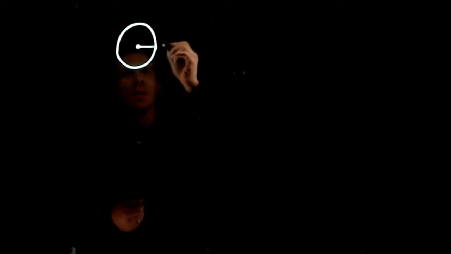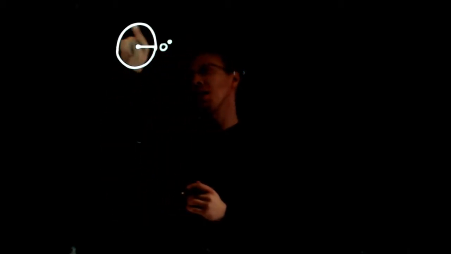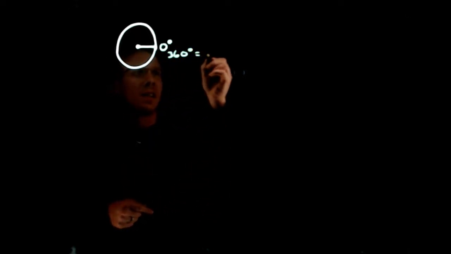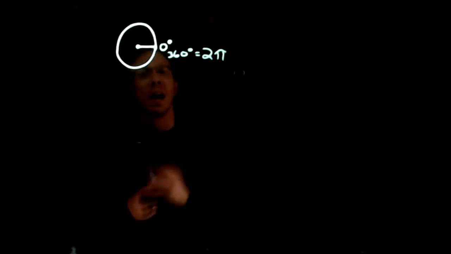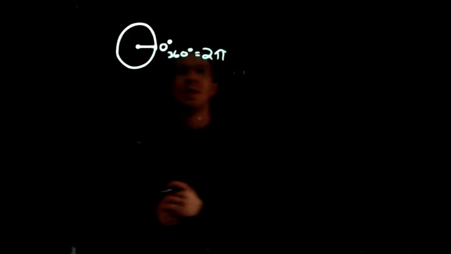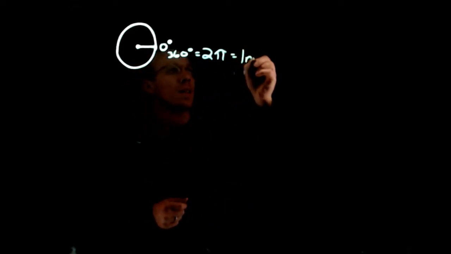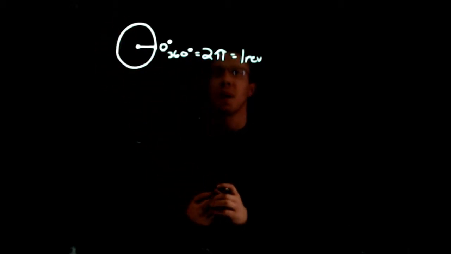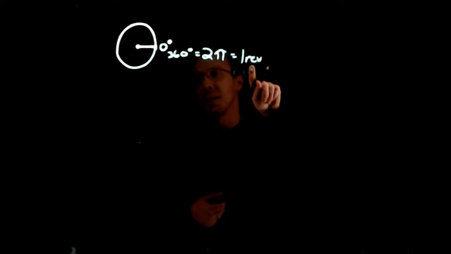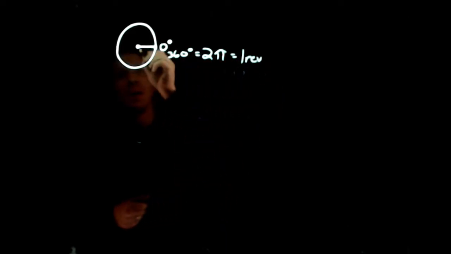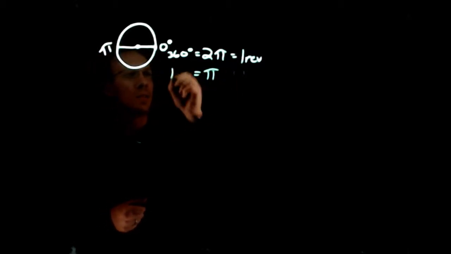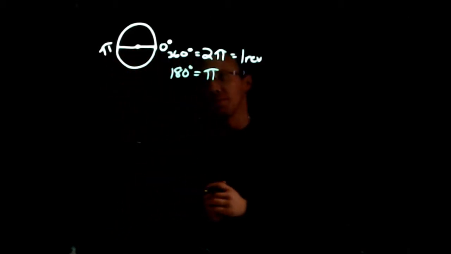And so we know that directly to the right of a circle is 0 degrees. And if we were to go counterclockwise all the way around once, it would be 360 degrees. And from your math class, we know that's 2 pi. Right? So one complete time around a circle is 2 pi radians, and that's 1 revolution. Right. That means that if we go around just halfway, that would be pi. And so we know that pi is equal to 180 degrees.